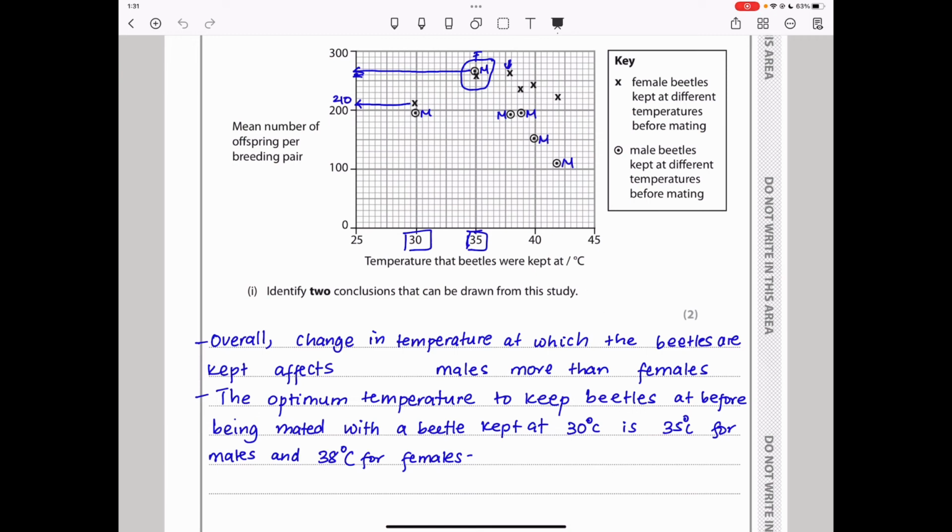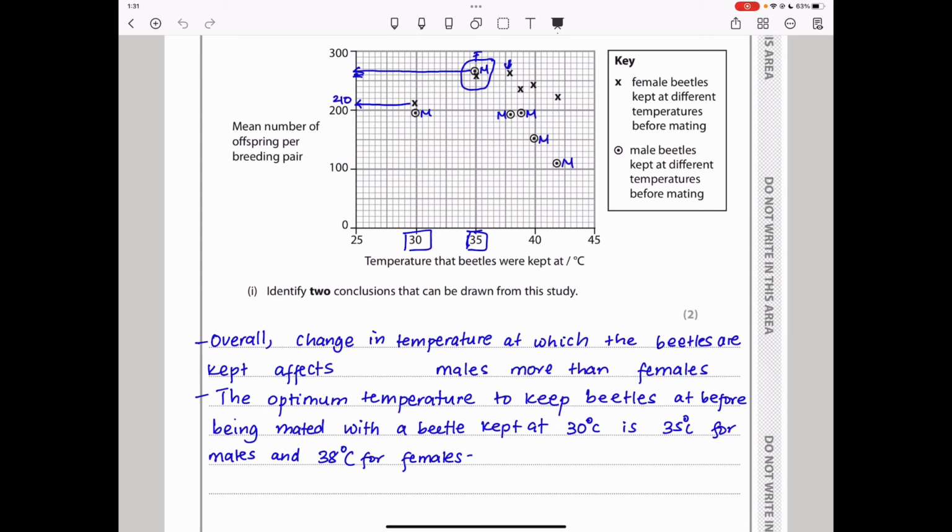So from this study, we can see that actually increase in temperature affects males more than it affects females, since after a certain temperature, you can see there is going to be a very low mean number of offsprings per breeding pair in the males in comparison to the females. So I said overall, change in temperature at which the beetles are kept affects males more than females.